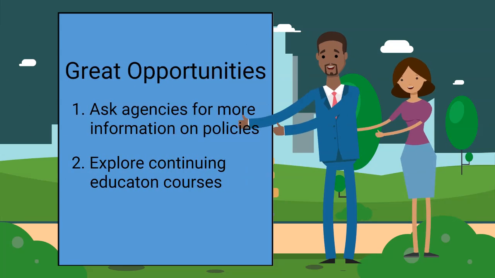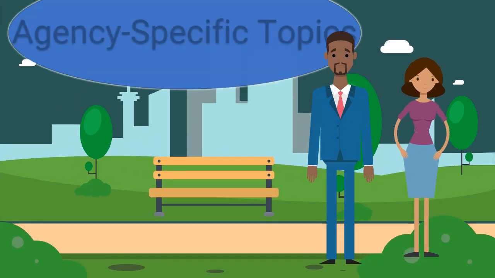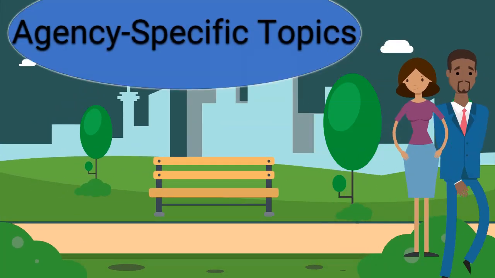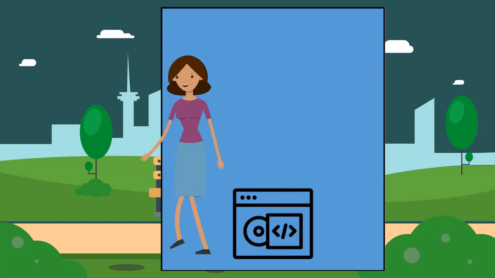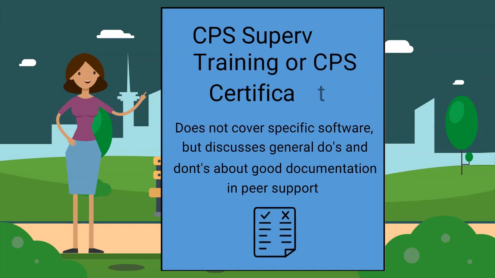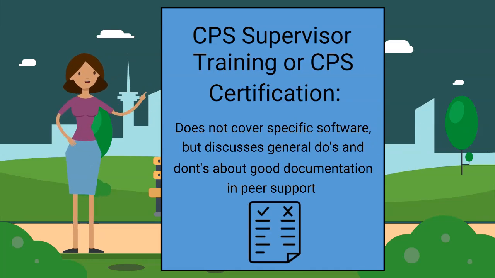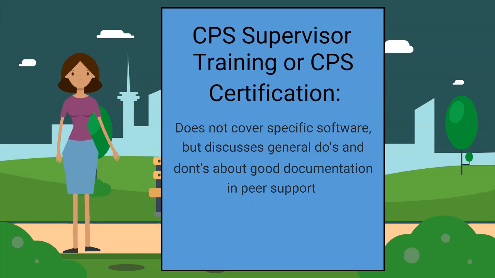These are great opportunities to ask your agency for more information on their specific policies and to explore continuing education courses on these topics. Let's talk about some agency-specific topics that are outside the scope of the CPS Supervisor training curriculum. Your agency will likely use a specific software for HIPAA-compliant documentation, such as Credible or Epic. Neither the CPS Supervisor training nor the CPS certification training discuss specific tools from these softwares when talking about documentation, but they do discuss general do's and don'ts for what makes good documentation in peer support.